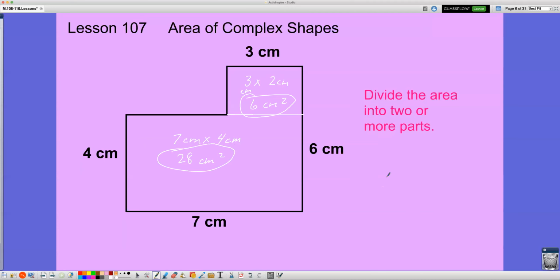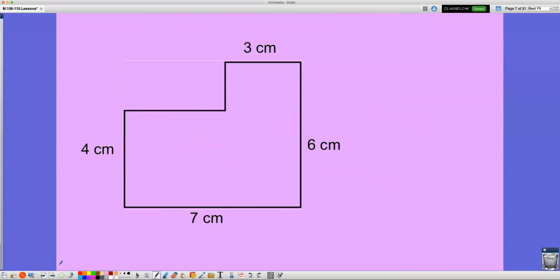So then you have that 28 plus the 6, which makes 34 centimeters squared. Same thing that we had before. You're still going to end up with the same answer, it doesn't really matter what direction you look at it.